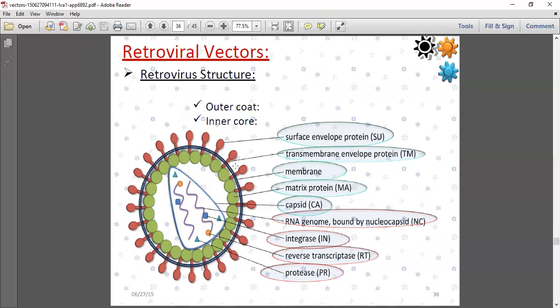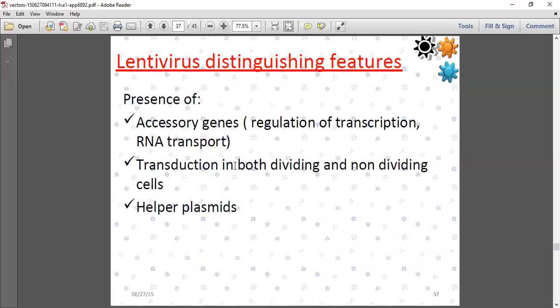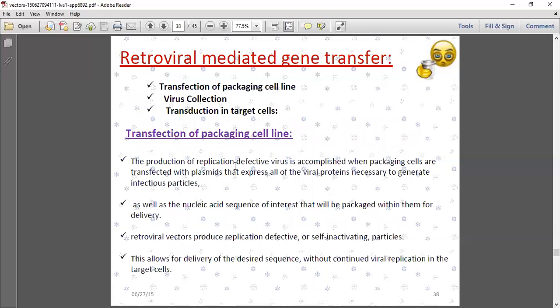Then retrovirus structure: outer coat, inner core. The surface envelope, then transmembrane envelope protein, then membrane matrix protein, then capsid, RNA genome, then integrase, then reverse transcriptase, then protease. Also the presence of accessory genes, regulation of transcription and RNA transport, and production in both dividing and non-dividing cells, then helper plasmids. Then transfection of packaging cell lines, virus collection and transduction in target cells.